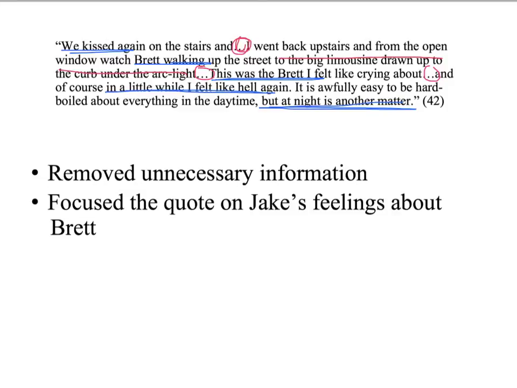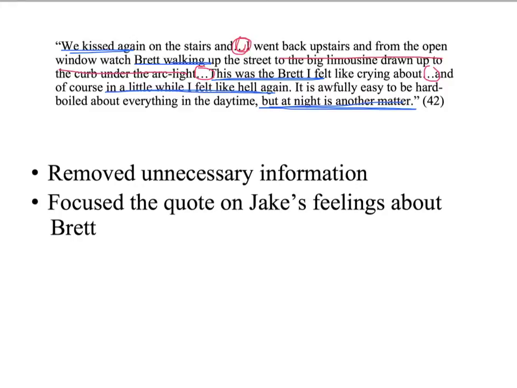I've gotten rid of all the garbage about the concierge and about the glasses and about him going and sitting on the bed. None of that is important. And this way, I've kept the quote, kept the transition of action. So we've seen Brett leave, and we know that that's what's making Jake upset, but I haven't had to have all that extra material. This is how you want to be using ellipses.